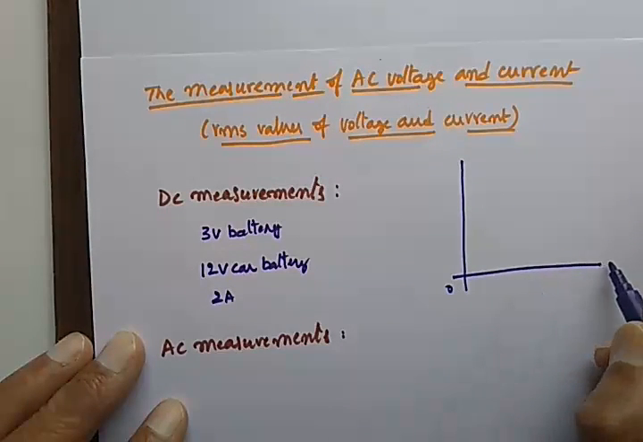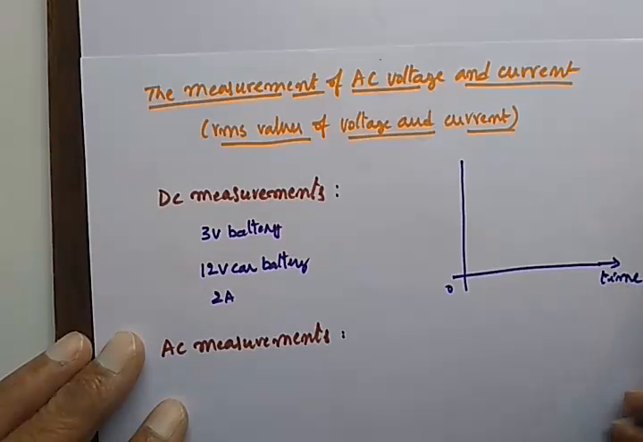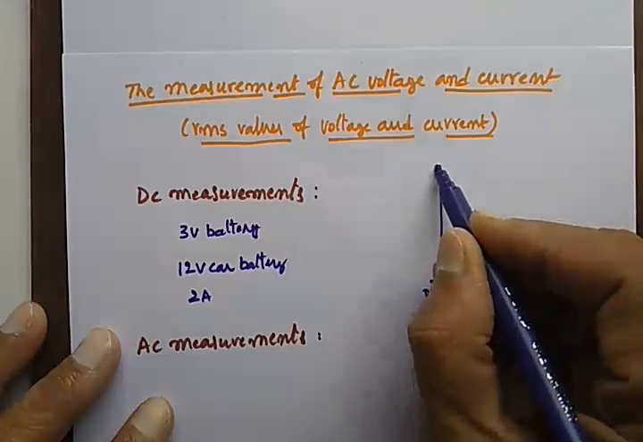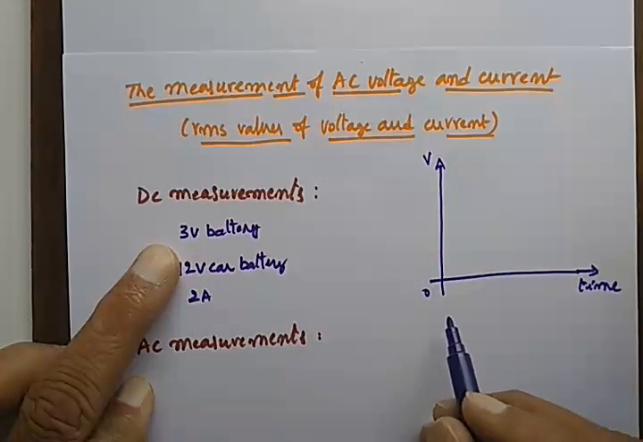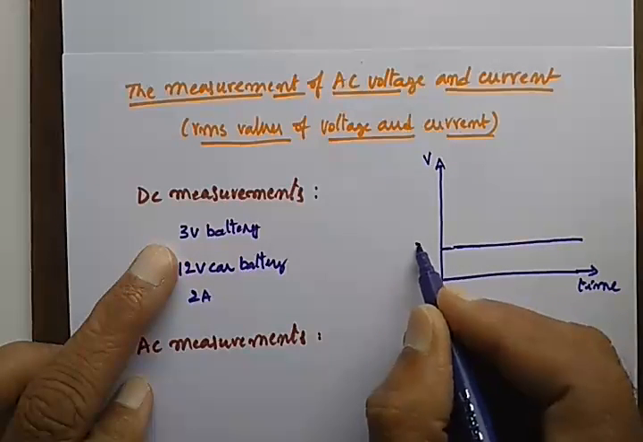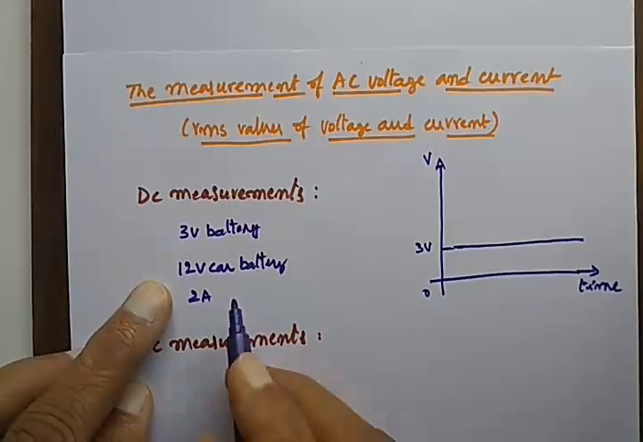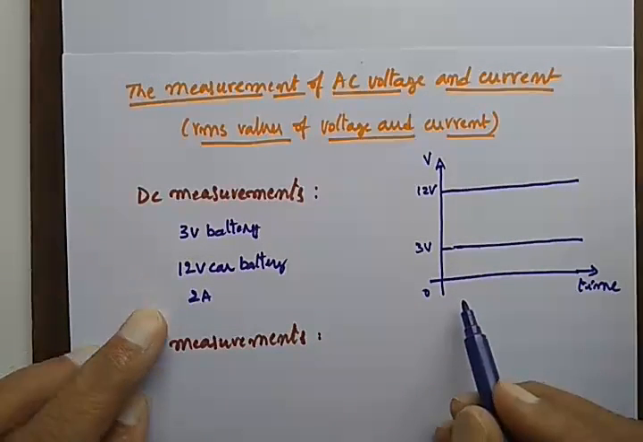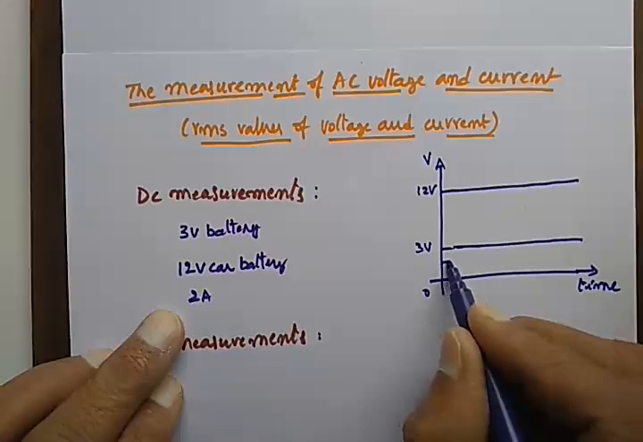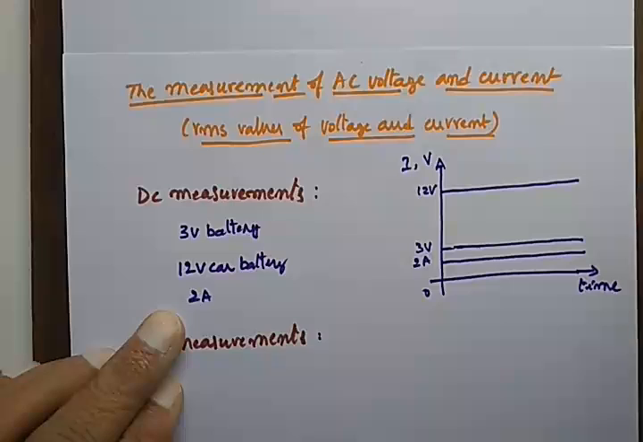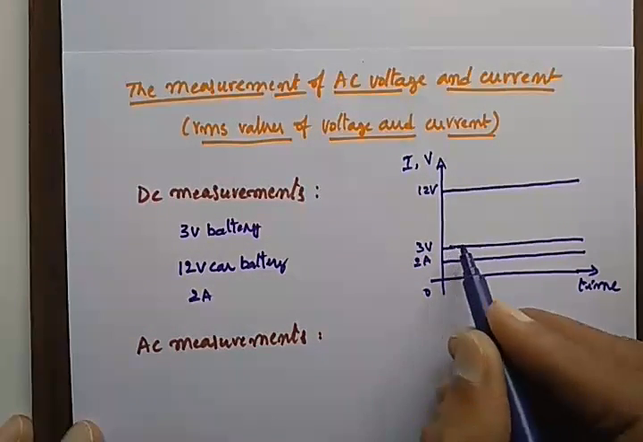This is 0. This x-axis is time. The y-axis we will take as voltage. So when you say a 3 volts battery, it is 3 volts. When you say a 12 volts battery, it is 12 volts. And 2 amperes current is 2 amperes if you are measuring current. So here it is straightforward. There are no calculations.